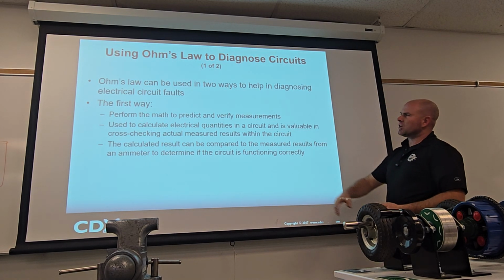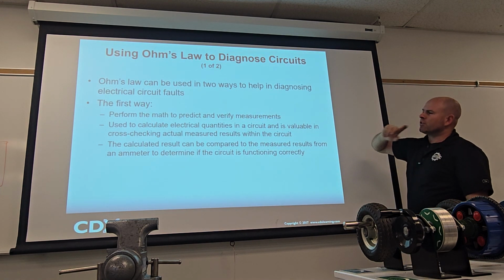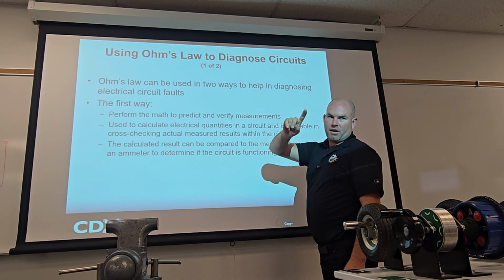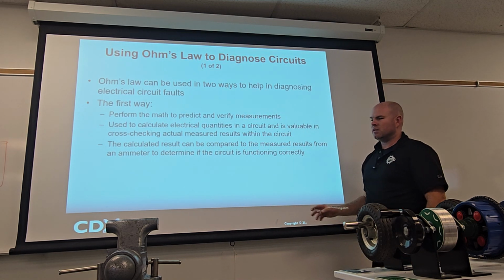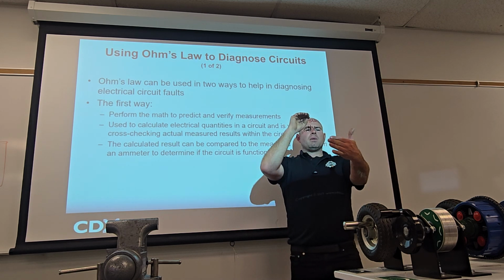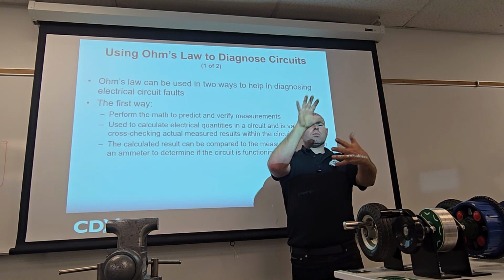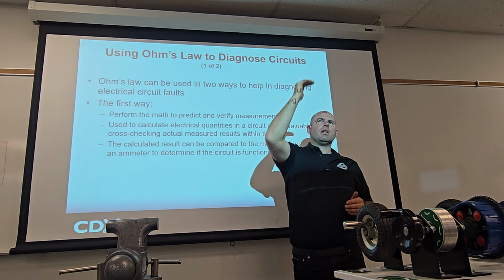Cool. So here's how we justify it. Ohm's law can be used in 2 ways to help in diagnosing circuits. The first way, not my way: perform the math to predict and verify measurements. What's that mean? Car comes in, you look at it, and you can basically see what the resistance of each component is, do the math, and then be able to predict.